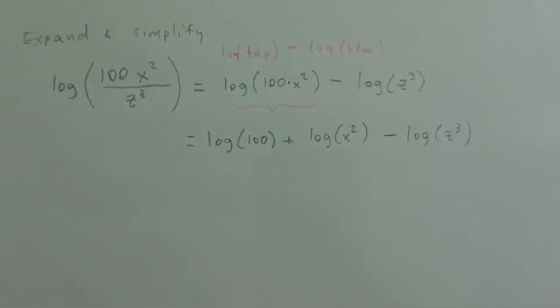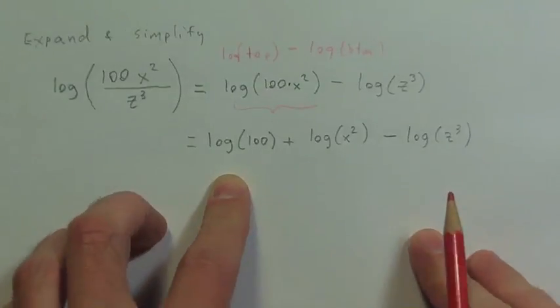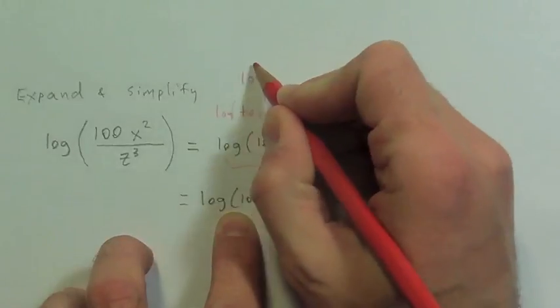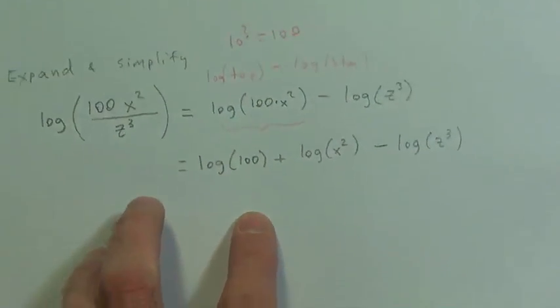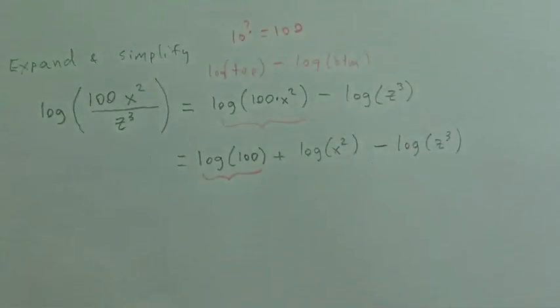Now I have one more step. Log of 100, we can actually figure out over here. If I do it up here, this is asking 10 to what power is 100, and that answer is 2. So this comes out to be 2.